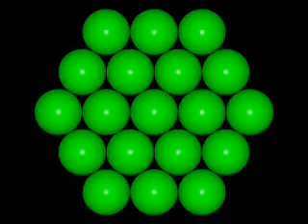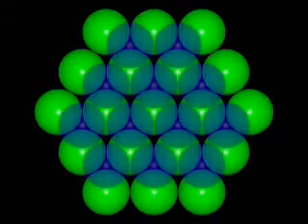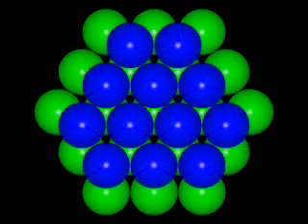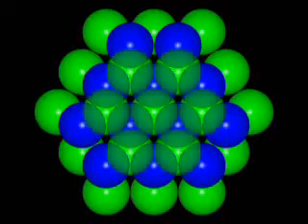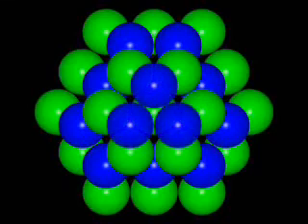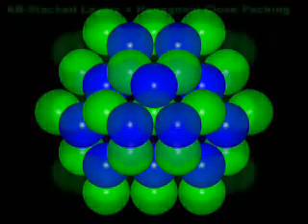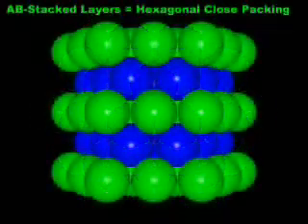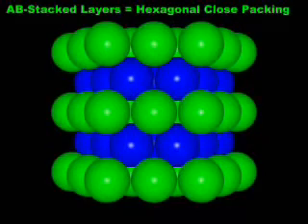We will use color to represent the layers. Here, each blue atom sits in a dimple formed by 3 green atoms in the previous layer. Imagine that a second layer of green atoms is added so that it is equivalent to the first layer of green atoms. Then, a second layer of blue atoms is added that is equivalent to the first layer of blue atoms. This alternating layering of close-packed layers generates a structure that is known as the hexagonal close-packed structure.